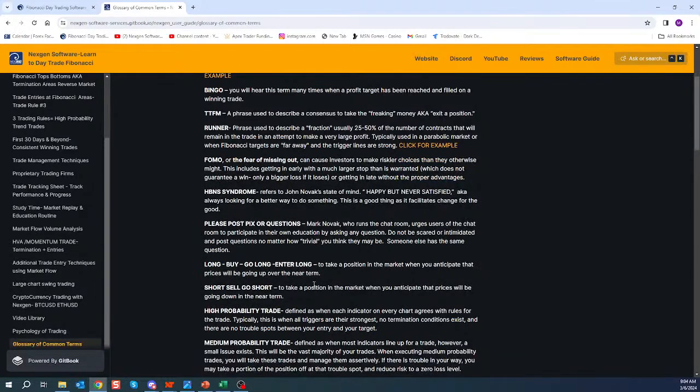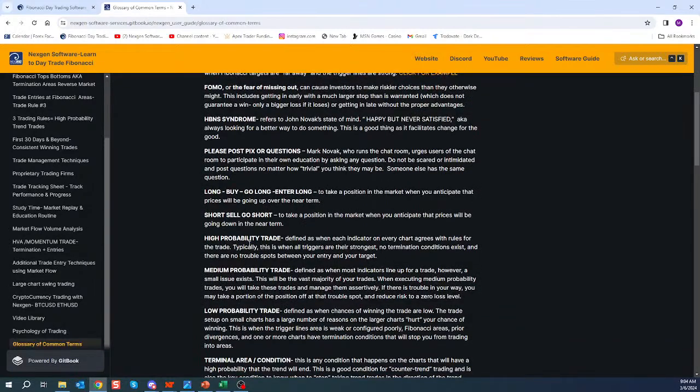But I think the most important definition for us this morning is the high probability trend trade. And this is a trade when each and every indicator on the chart agrees for the trade. Triggers are going to be the strongest. No termination conditions exist. There's no trouble spots between your entry and your target. This is what we're going to talk about for the first hour today, guys. We're going to focus heavily on the high probability trend trade. I'm also going to introduce you to a medium probability trade, which is when most of your indicators line up for a trade, but a problem exists. And we're going to do this over the course of the first hour.